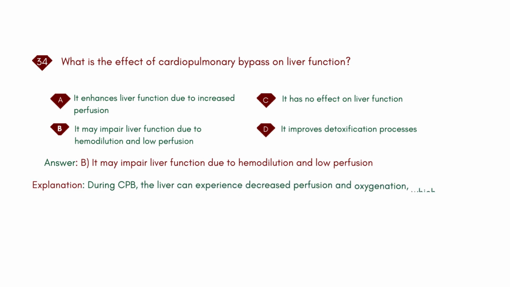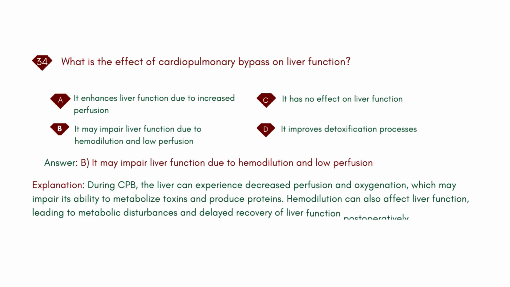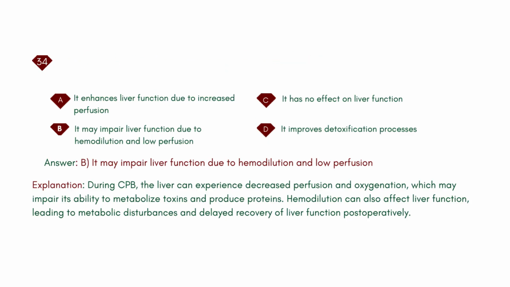Explanation: During CPB, the liver can experience decreased perfusion and oxygenation, which may impair its ability to metabolize toxins and produce proteins. Hemodilution can also affect liver function, leading to metabolic disturbances and delayed recovery of liver function postoperatively.